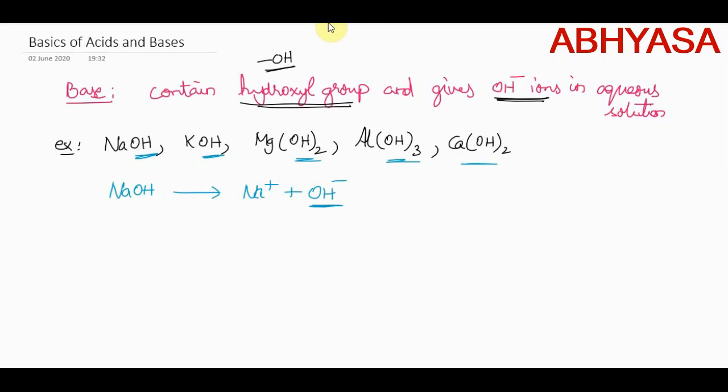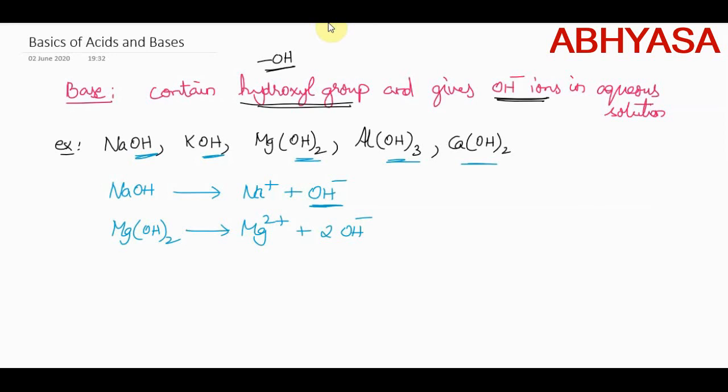base. Same when we take the case of magnesium hydroxide, this magnesium hydroxide also ionizes in aqueous solution to give magnesium ions and OH minus ions. So that is about the basic definition of acid and base.